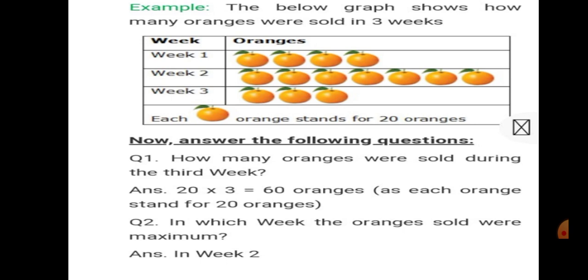Now with the help of this given pictograph, we will answer the following questions. How many oranges were sold during the third week? In week 3, only 3 oranges, and 3 oranges means 20 into 3, 60 oranges were sold in week 3. Next question, in which week were the oranges sold maximum? That is week 2, because in this week 140 oranges were sold.